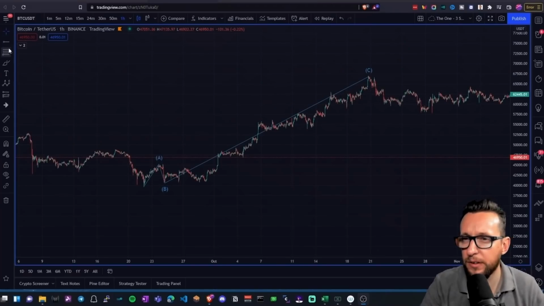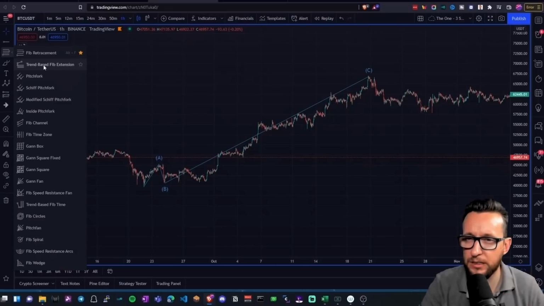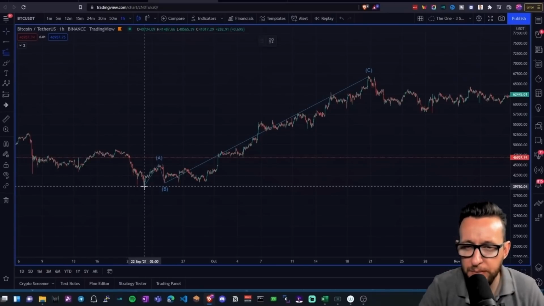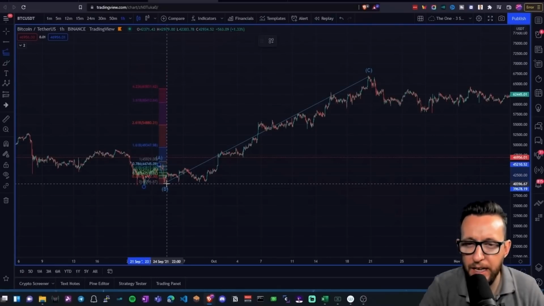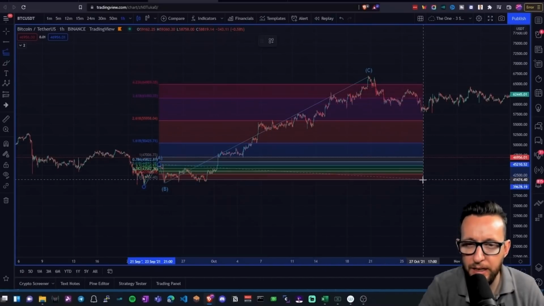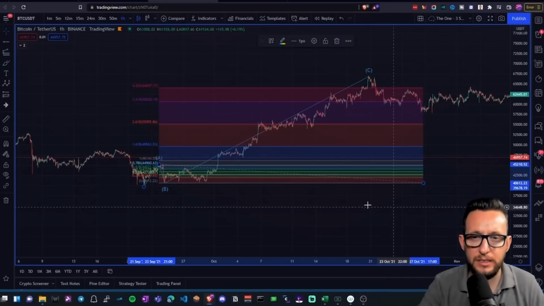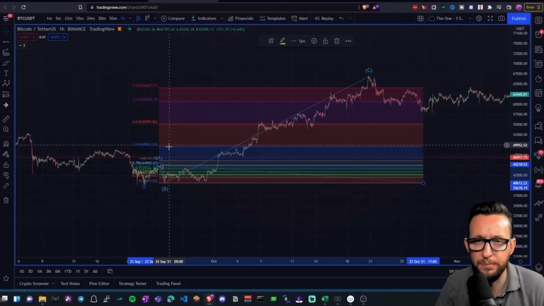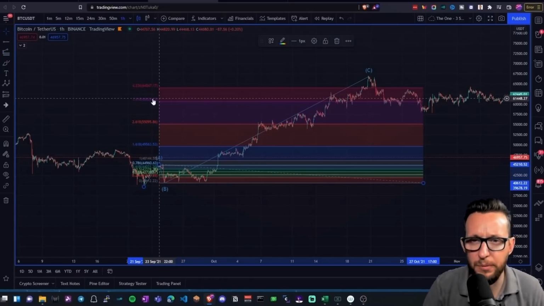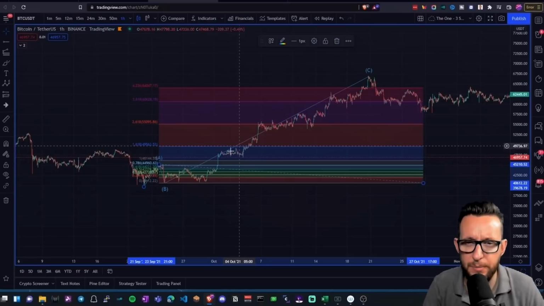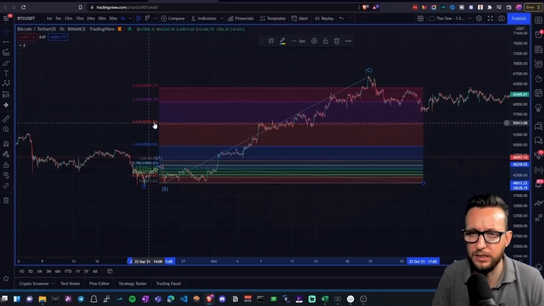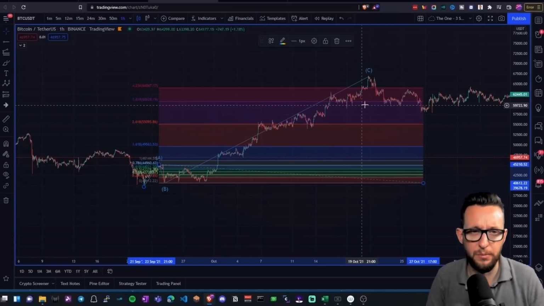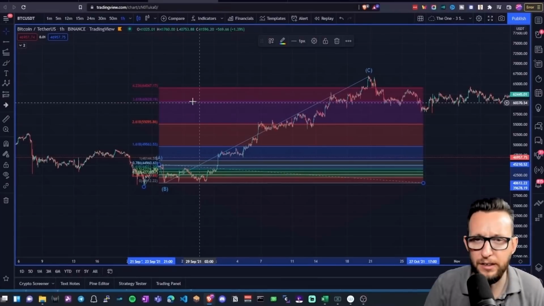Okay, so now if I do the Fibonacci trend-based extension here from the very, very bottom, trying to get it in the right place, coming up to the top of the A and then coming back down to the B here. As you can see, we have actually beaten the predictions. So we have our first take profit at the 1.618, the second at the 2.618, and the third one would have got all of those predictions.